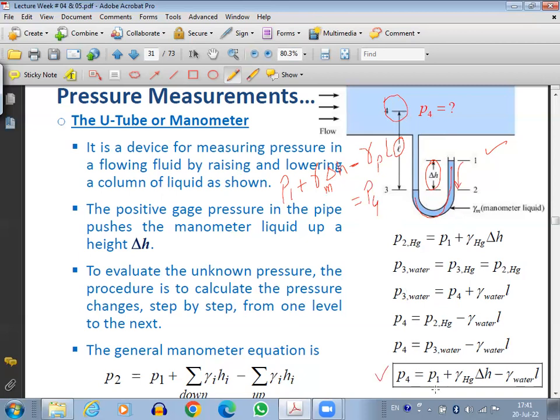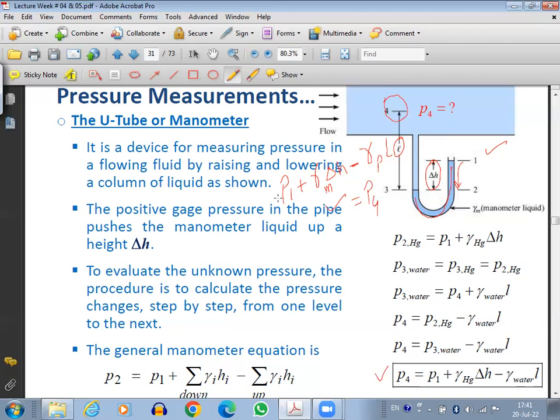P4 is equal to P1 plus gamma Hg, if it is said that here we have mercury, gamma Hg into delta H minus gamma water, suppose here we have water, into L. I have written it in the general form like this: P1 plus gamma M, M means manometer fluid, it could be mercury, it could be whatever it is, into delta H minus gamma of the pipe fluid, pipe fluid could be water, could be air, whatever it is, into L equals P4.